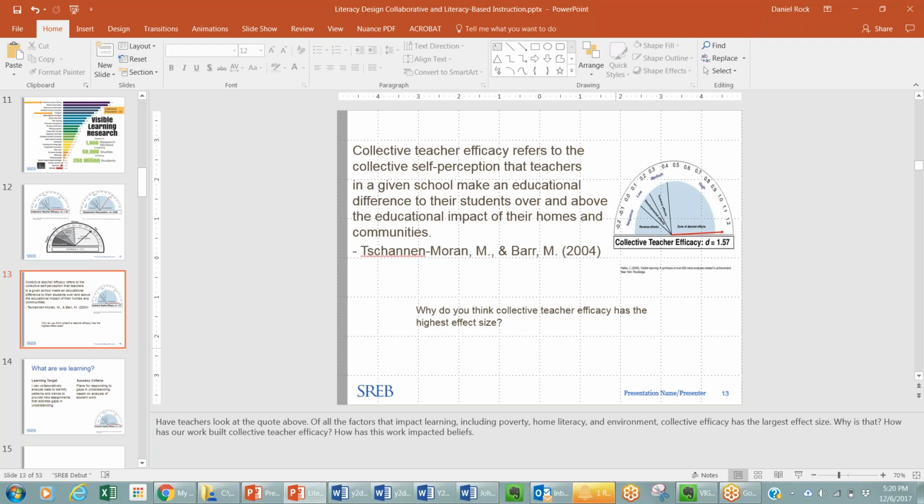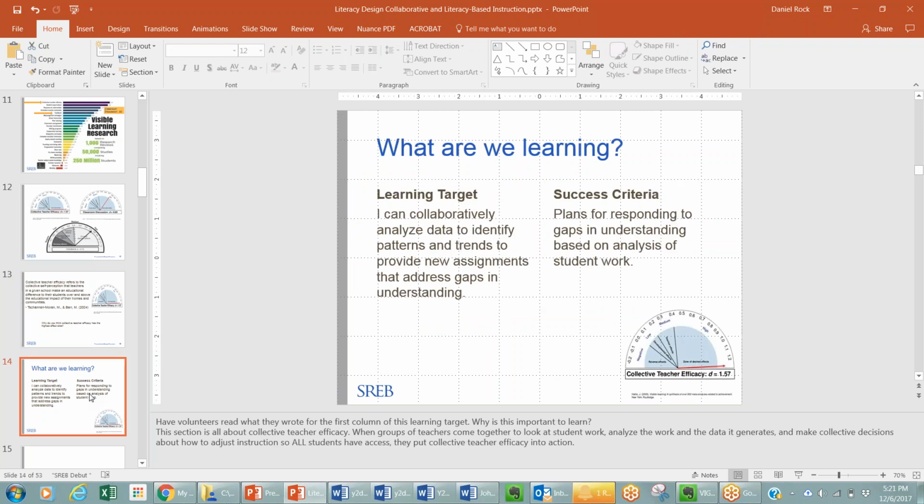Obviously, the challenges of their lives are challenges, but when a group of teachers come together and, as a team, collectively believe that they can impact student learning, then that is the most impactful practice you can put into action. So the goal of the first part of this training is to actualize collective teacher efficacy. It's a very abstract concept. What does that even look like? Well, we're going to put that into practice.